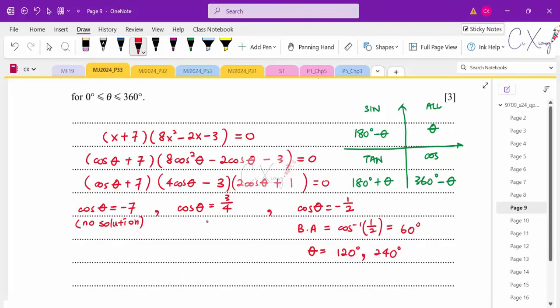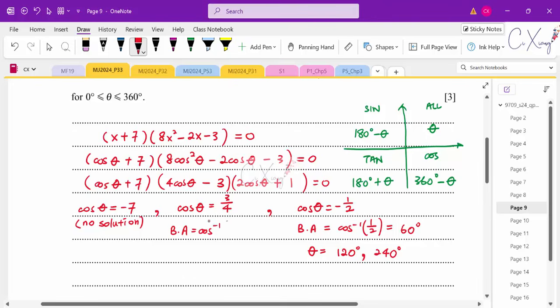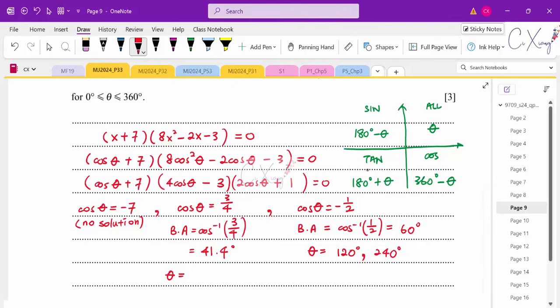Okay, same thing happened for the second equation here. So to find out the basic angle, I have to take cos inverse 3 over 4. So by right, the basic angle is 41.4. Okay, then again, I want to get the value for theta. Looking for the quadrant with cos positive. In first quadrant, cos is positive, so I want the answer from here. The answer is basic angle itself.